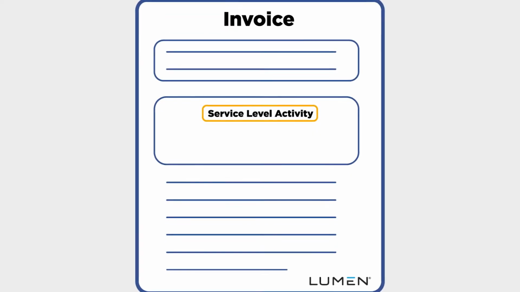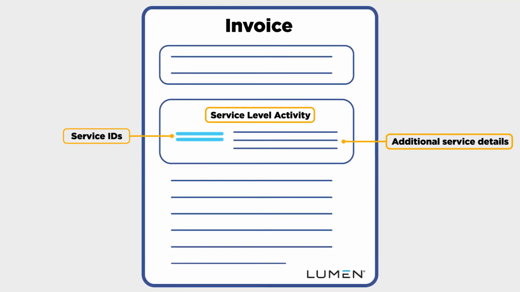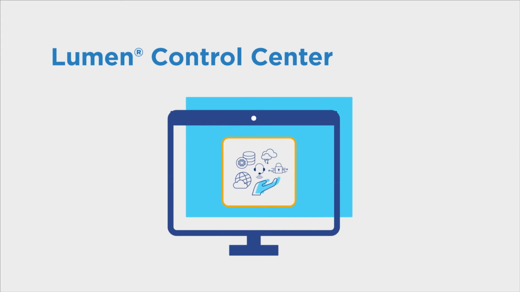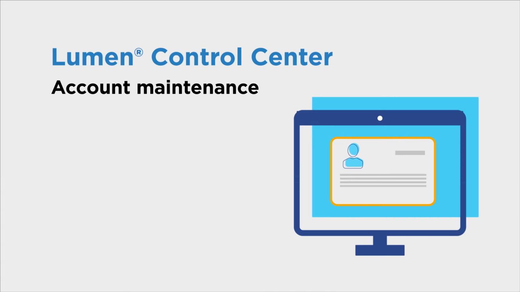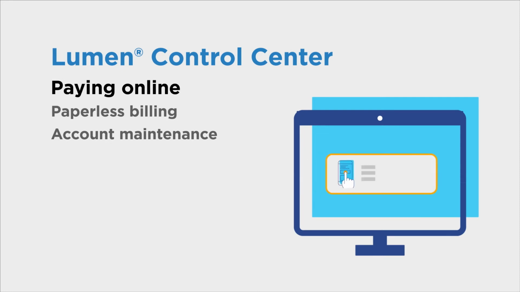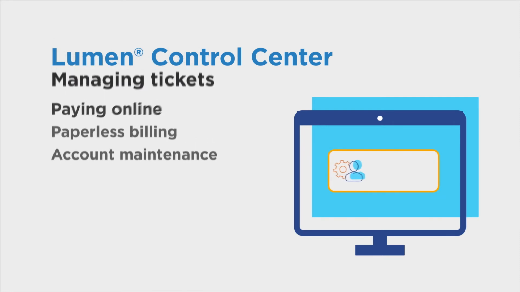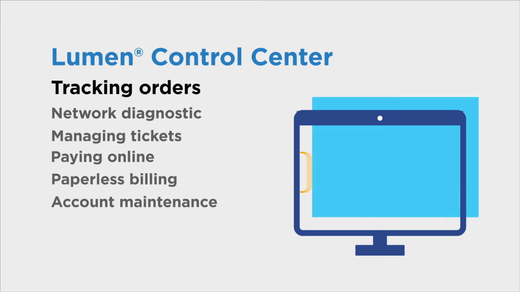When you get to the Service Level Activity section, you will be able to see your service IDs and the additional service details. You can use Lumen Control Center, which is your personalized portal that helps you efficiently manage your account. Its benefits include several billing features, such as signing up for paperless billing and paying your bills online, in addition to creating and managing tickets, running network diagnostics for repairs, and tracking your orders.